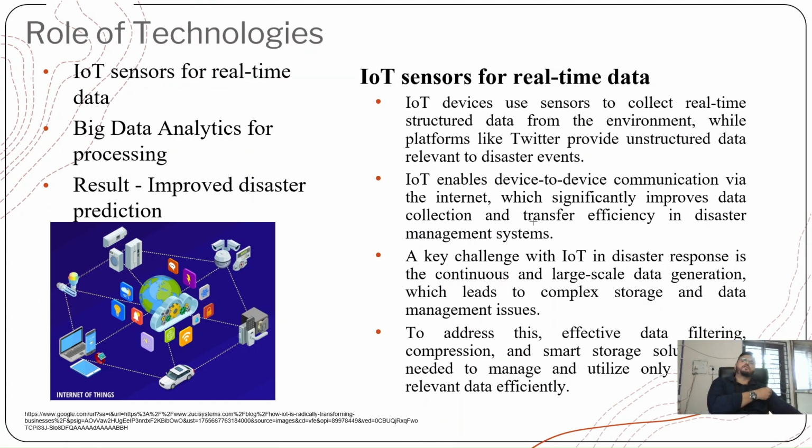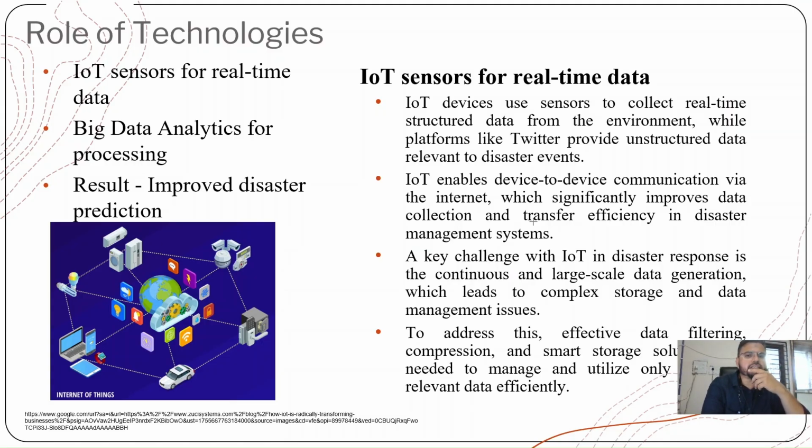Now, what is the role of technologies in disaster management? First is IoT sensors for real-time data, Internet of Things, and big data analysis for processing, which results in improved disaster prediction. So we can control the intensity of the disaster if we foresee the magnitude of the disaster. And for that foreseeing, we require Internet of Things and big data analysis.